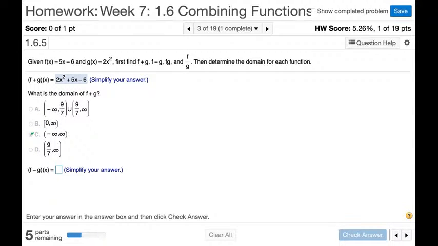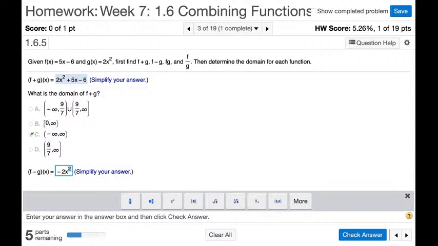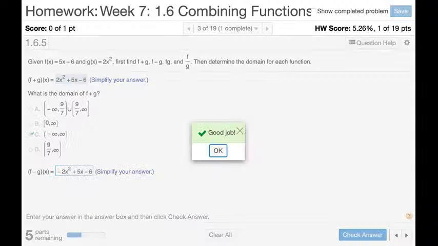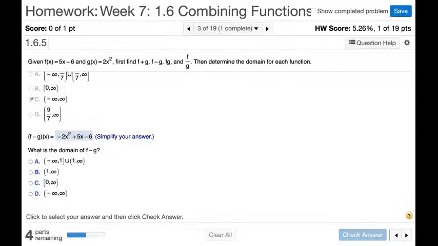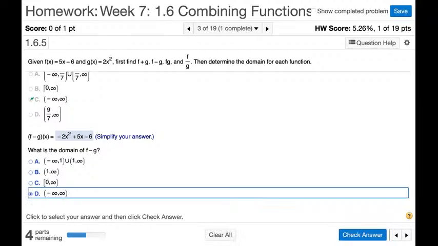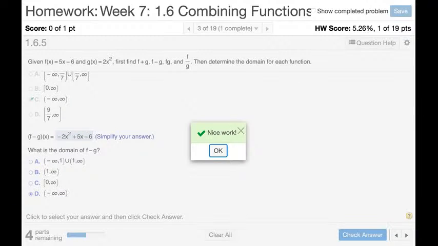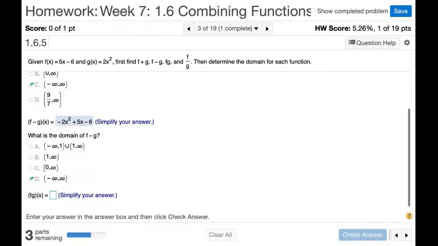So f minus g. So then we can say negative 2x squared plus 5x minus 6. And same argument as the first one. Again, if I need to go over anything, just let me know. You have to stop me. If you don't stop me, I'll keep going.